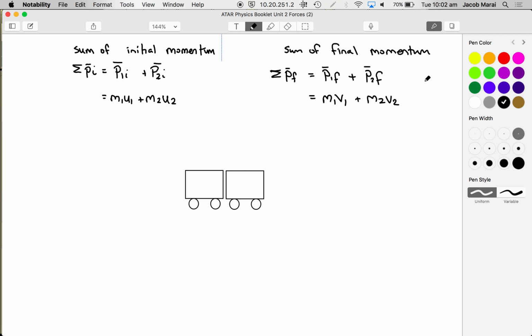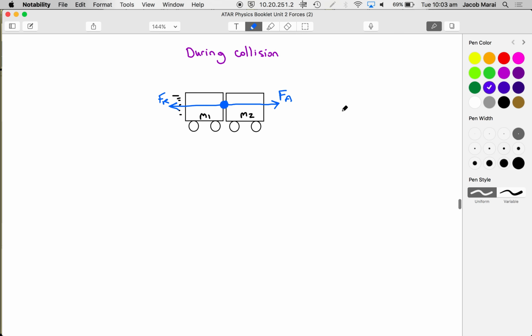Okay? Now, during collision, I'll write it here, M1, M2. This is now the in-between. So we had before, we had after. While they are colliding, Newton's third law is going to come in here and give us a nice equation. We have our action force, which acts upon M2 and accelerates it to the right. We have a reaction force, equal and opposite. Equal and opposite, it acts on M1 and it accelerates it left, meaning it slows it down. We are going to use Newton's third law here.